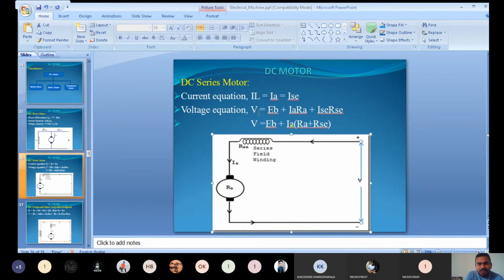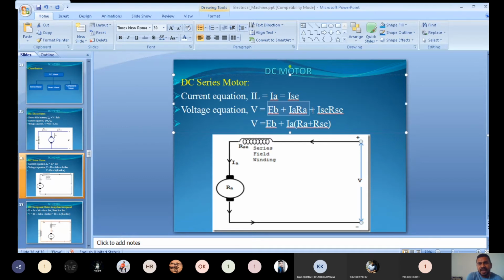So V is equal to EB plus IA RA plus the voltage drops in this series field winding. So this voltage drop in series field winding is ISC RSC. So equation becomes V is equal to EB plus IA RA plus ISC RSC.